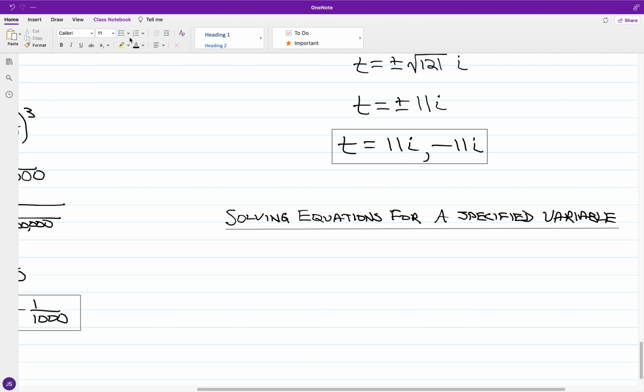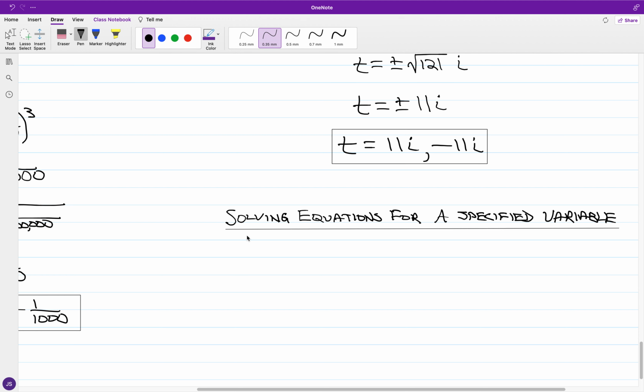Now some of you might have had chemistry or might be taking chemistry, and you have something like the ideal gas law. Let's say that if you have P times V is equal to N times R times T, and you're looking at solving for V.